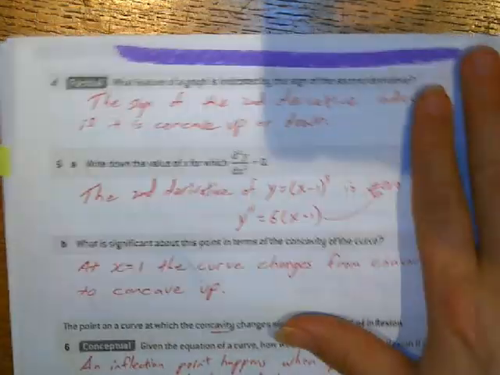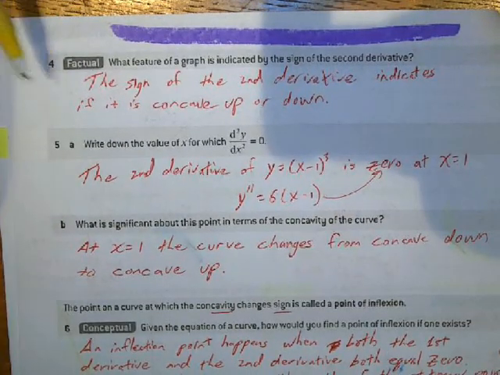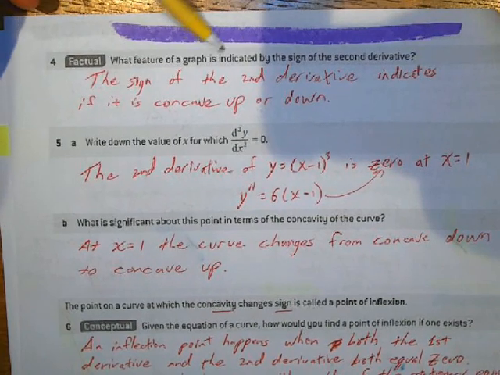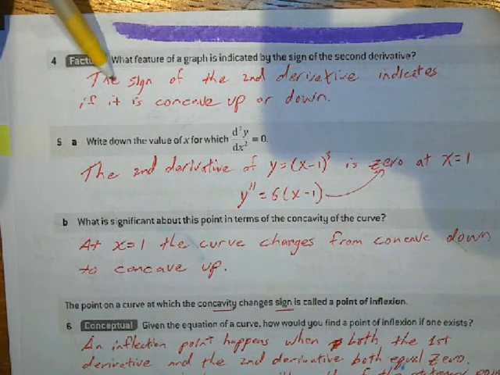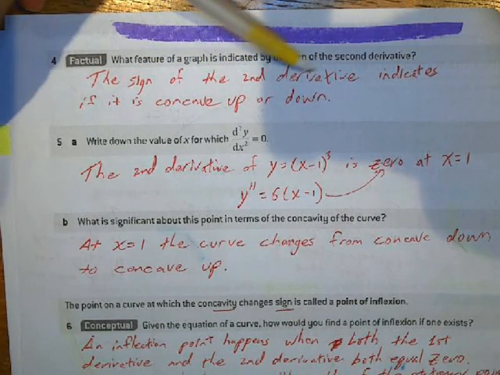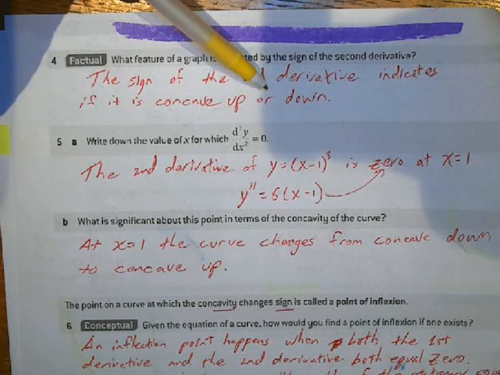Okay, so you might want to hit pause. Let's talk this through. What feature of the graph is indicated by the sign of the second derivative? The sign of the second derivative indicates whether it's concave up or concave down.